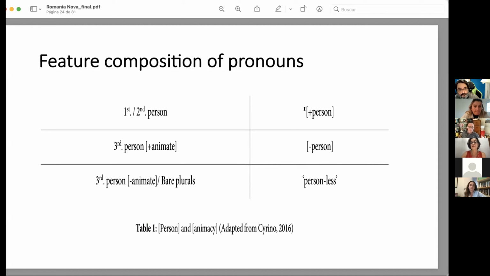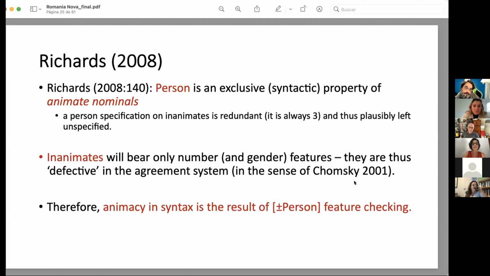And so here is the feature composition of pronouns. First and second person have a plus person feature. Third person animates have a plus-minus person feature. Third person minus animate, and their plurals, are personless. So Richards proposed that person is an exclusive syntactic property of animate nominals, and inanimates bear only number and gender features. So they are defective in the agreement system proposed by Chomsky. So animacy in syntax is the result of plus or minus person feature checking.